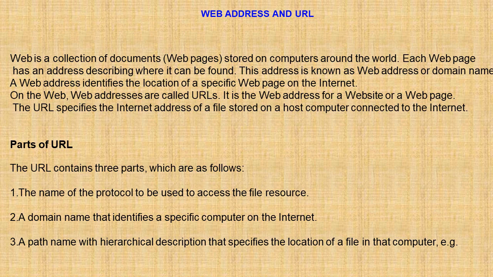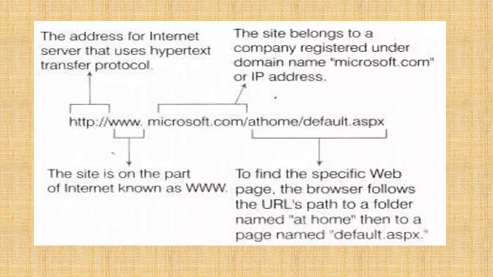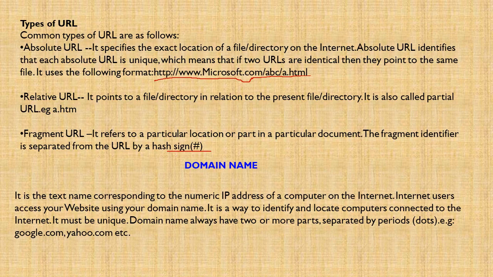Very first comes the name of the protocol. As you used to see, each and every website starts by default with HTTP. That is the name of the protocol. Next is the domain name that tells about a specific computer. Third is the path which tells the location of the file. This makes it clear: http://www.microsoft.com/home/default.aspx. I have depicted and described it. HTTP is the name of the protocol and www, the site, is on the part of the internet. Microsoft.com is telling us the domain name where it is registered. Home is the folder name and the actual file is default.aspx.